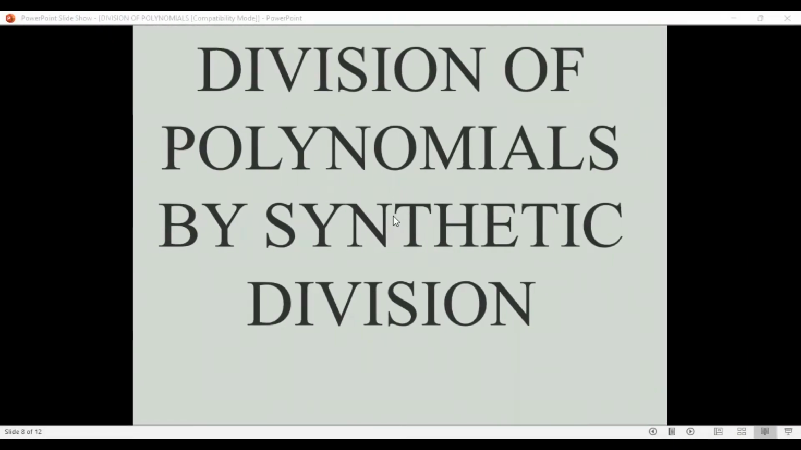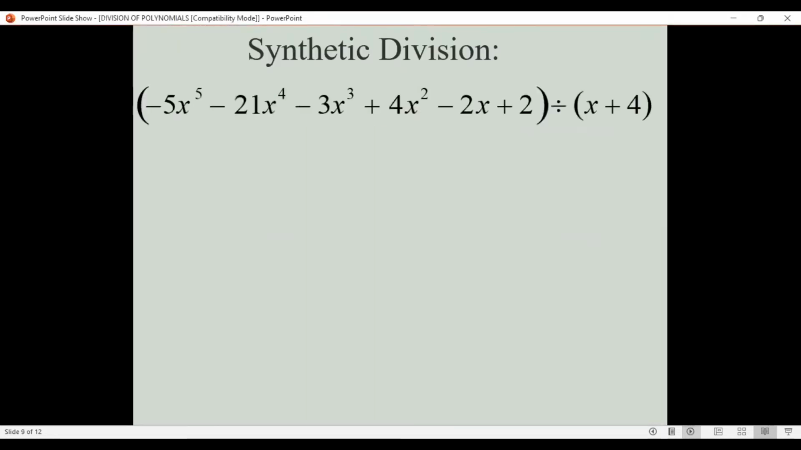We will discuss today division of polynomials by synthetic division. There are actually different methods of dividing polynomials, but one of the easiest methods is the known synthetic division. Suppose we are given this problem: the quantity negative 5x raised to 5 minus 21x raised to 4 minus 3x cubed plus 4x squared minus 2x plus 2, and we are dividing that by the quantity x plus 4.